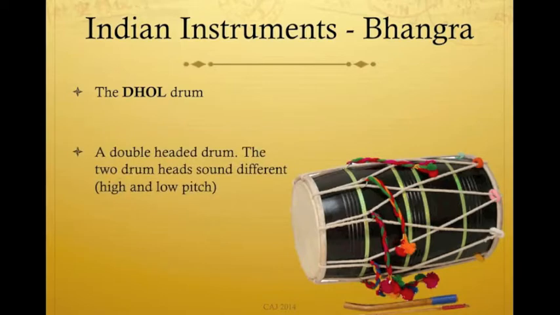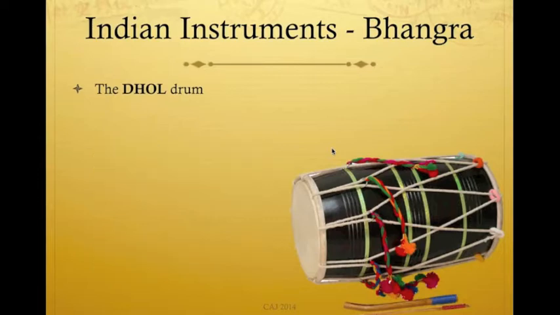The dol drum is a double-headed drum. The two different heads have two different sounds, so you've got a head on this side of the drum and a head on that side of the drum. One of them is tuned to a high pitch and one of them is tuned to a low pitch, and the dol plays a repetitive rhythmic pattern.